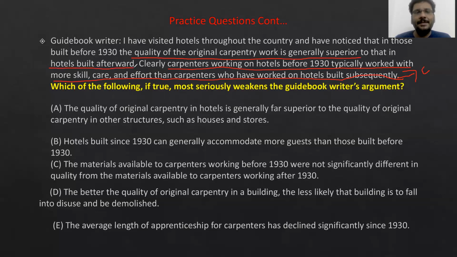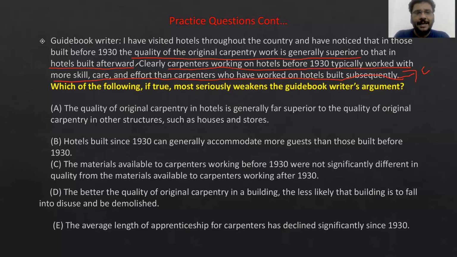So based on this premise, the author comes to a conclusion that these carpenters, right, the carpenters before 1930 had more skill. They worked with more skill, care, and effort. Now, you need to weaken that argument. You need to say, hey, it's not that these guys have more skill or they put more care. It's something else, which is a cause of the quality of original carpentry that he's talking about, right? So let's look at each of the options.